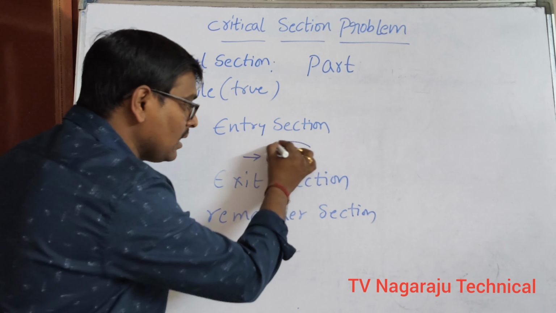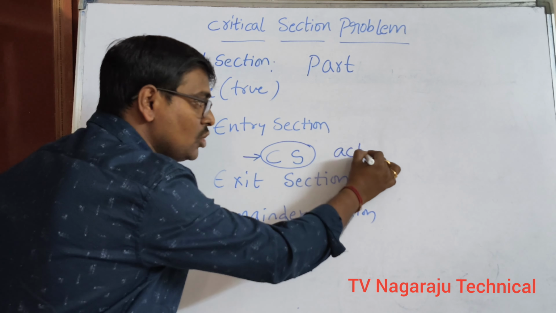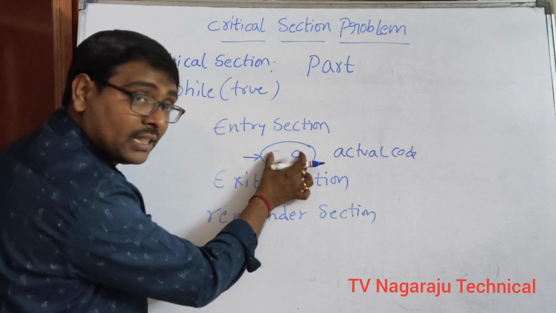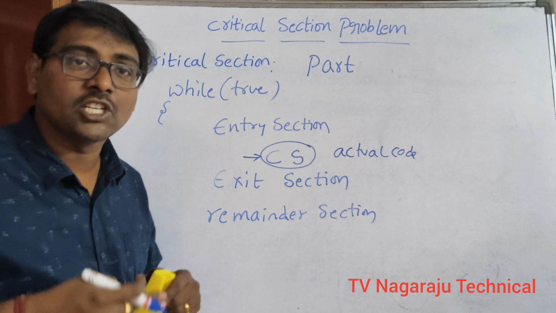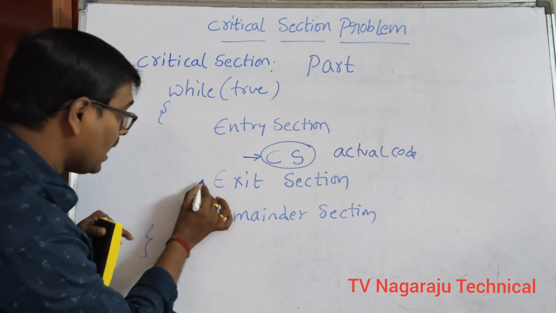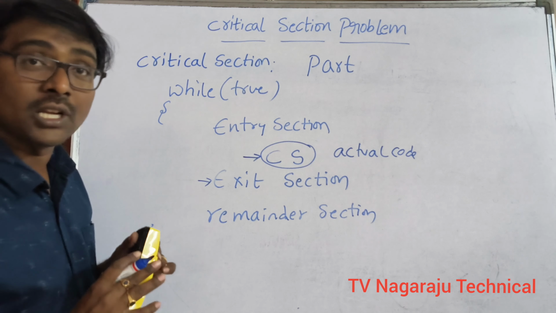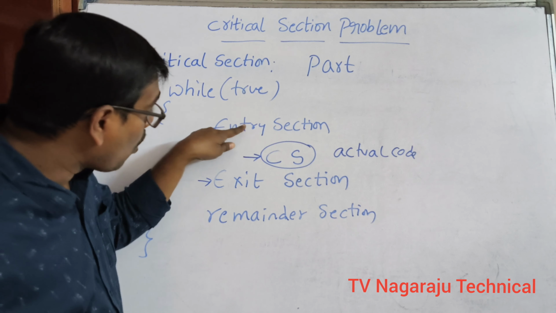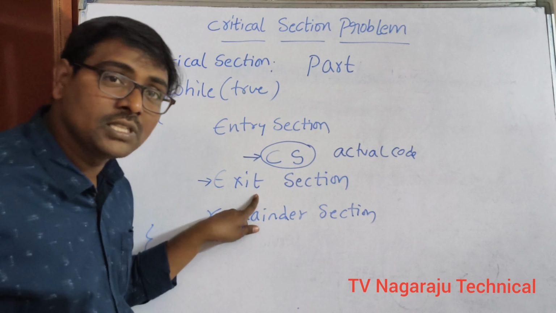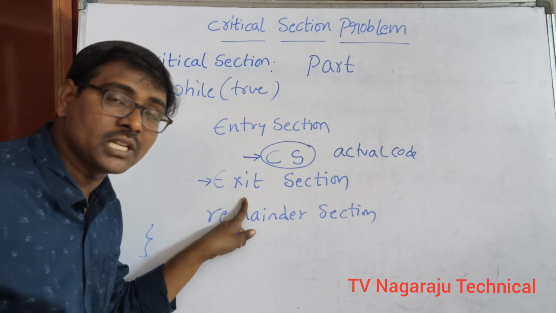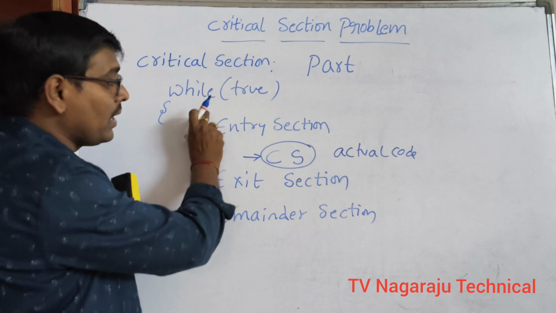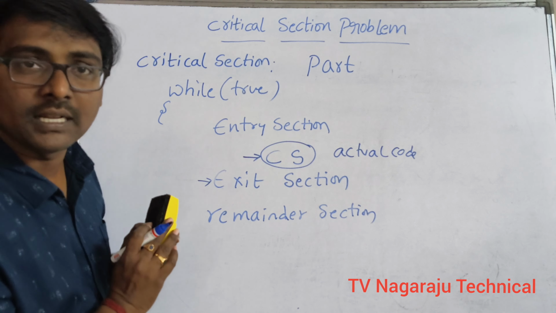The critical section means the actual code, that is, the part where the shared resources are used. Once the execution of the critical section is completed, it moves to the exit section. Exit section means whatever locks were taken at the entry section are all removed here. That is, it provides permission for another process to enter the critical section.